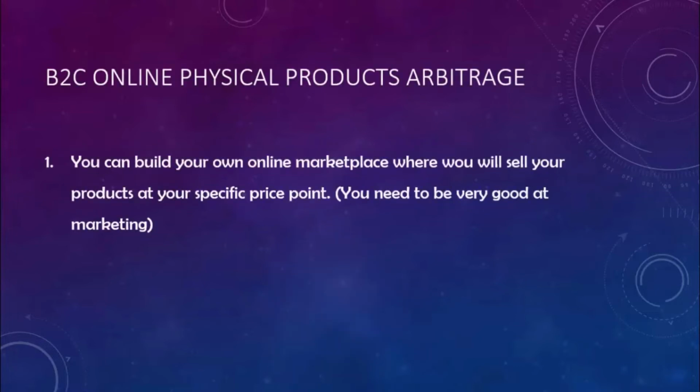Now, we have two options to do this type of business to client online physical products arbitrage. First one is the fact that you can build your own online marketplace where you will sell your products at your specific price point.